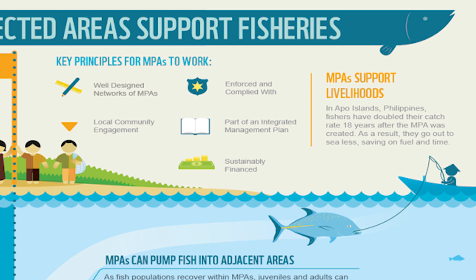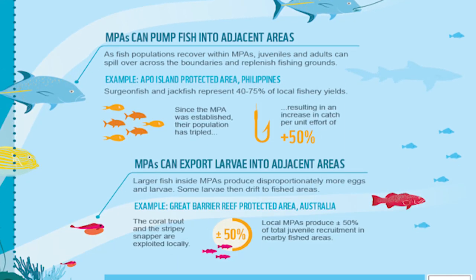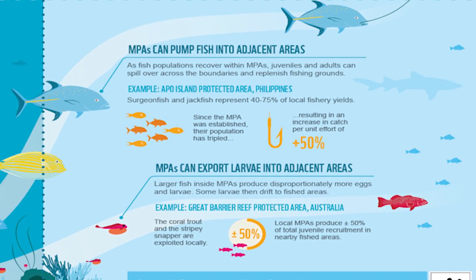MPAs support livelihood. For example, in Apu Island, Philippines, fishers have doubled their catch rate 18 years after the MPA was created. As a result, they go out to sea less, saving on fuel and time. MPAs also can pump fish into adjacent areas, where as fish populations recover from MPAs, juveniles and adults can spill over across the boundaries and replenish fishing grounds.